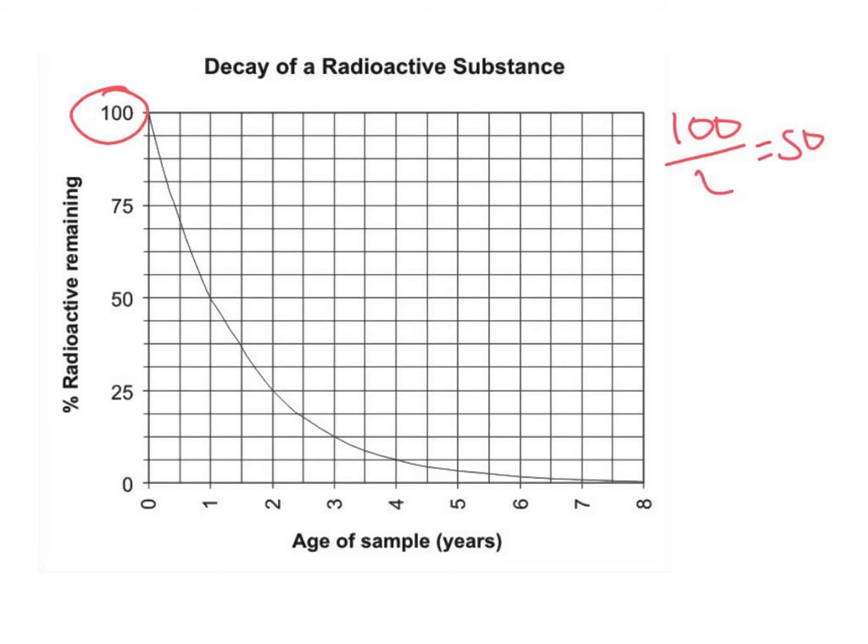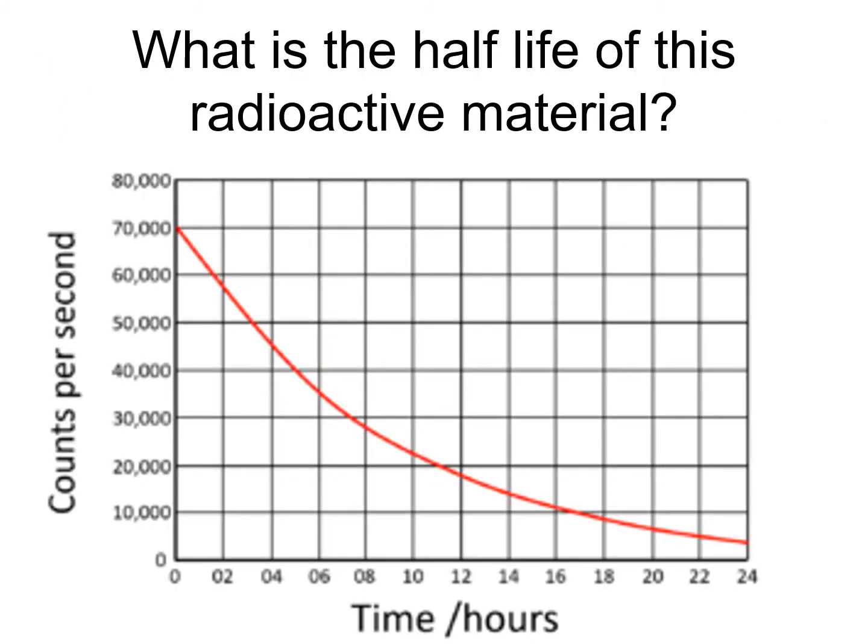I'm going to show you another graph now. See if you can work it out. What I've done is taken the activity at the start to be 70,000. Divided that by 2 to find half of 70,000, which would be 35,000. We then need to come down to where 35,000 would be on the graph, that's just here, come across to our line of best fit and down. And the half-life for this radioactive material is 6 hours.